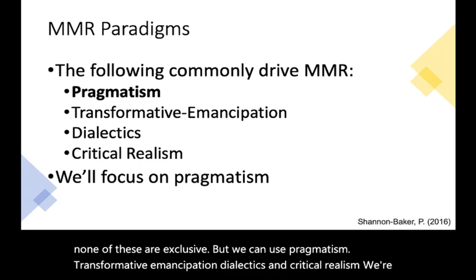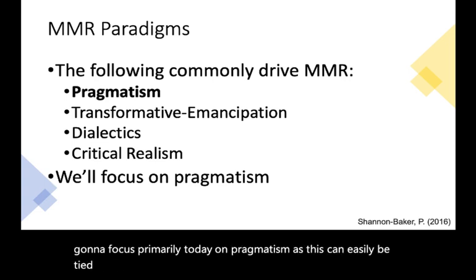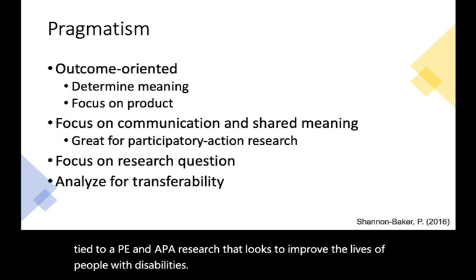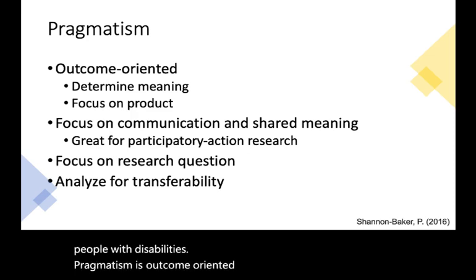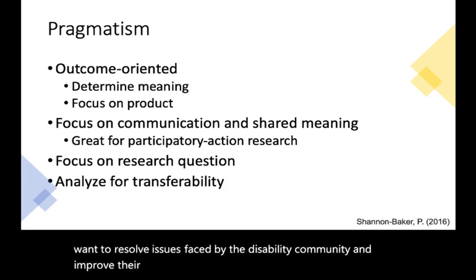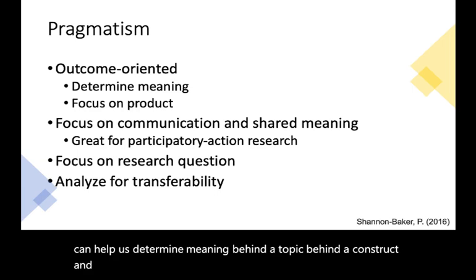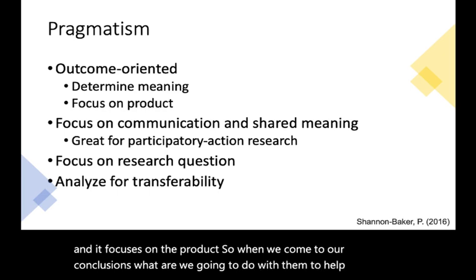We're going to focus primarily today on pragmatism, as this can easily be tied to APE and APA research that looks to improve the lives of people with disabilities. Pragmatism is outcome oriented. We use pragmatism because we want to resolve issues faced by the disability community and improve their quality of life. The outcome orientation can help us determine meaning behind a topic, behind a construct, and it focuses on the product. So when we come to our conclusions, what are we going to do with them to help people with disabilities?